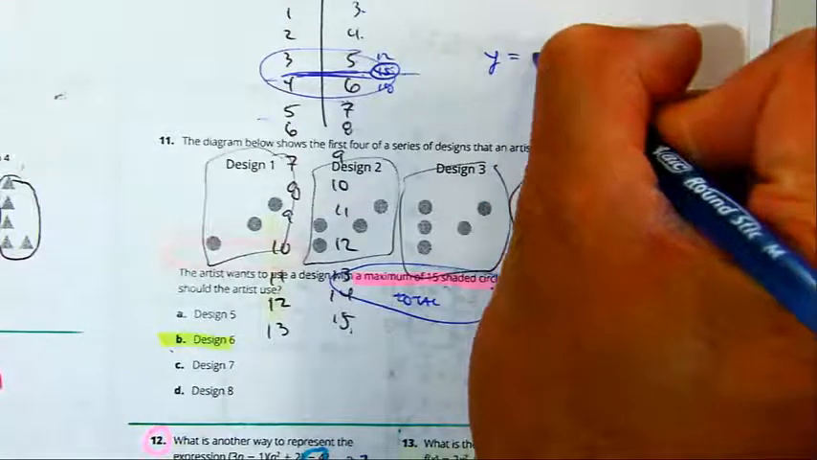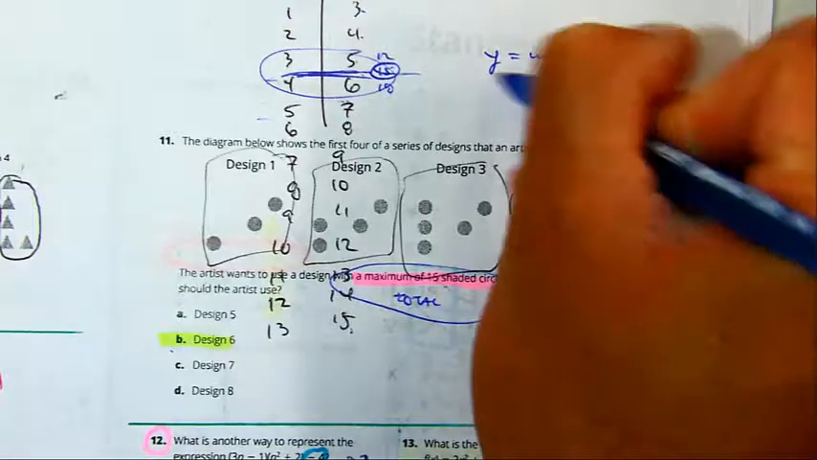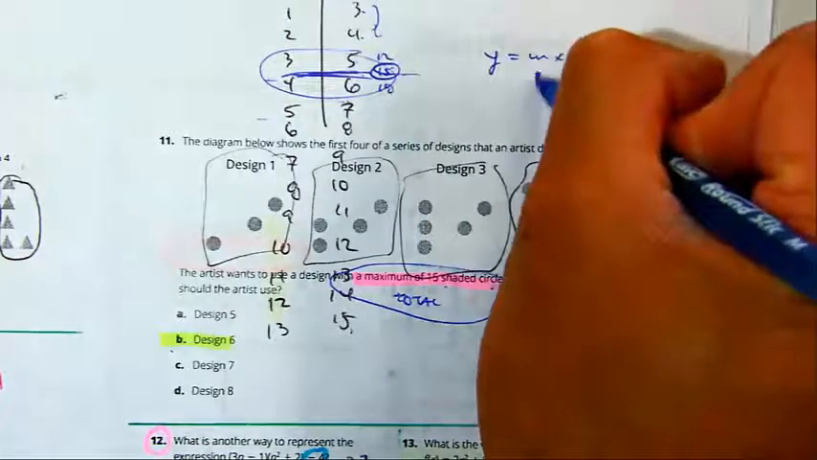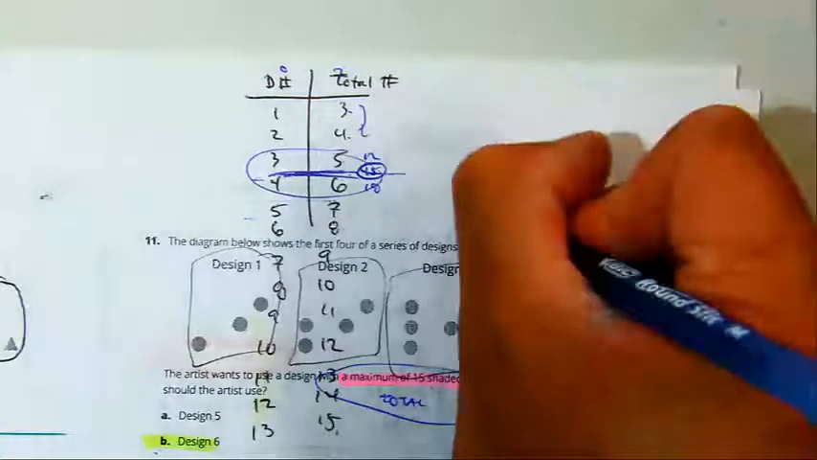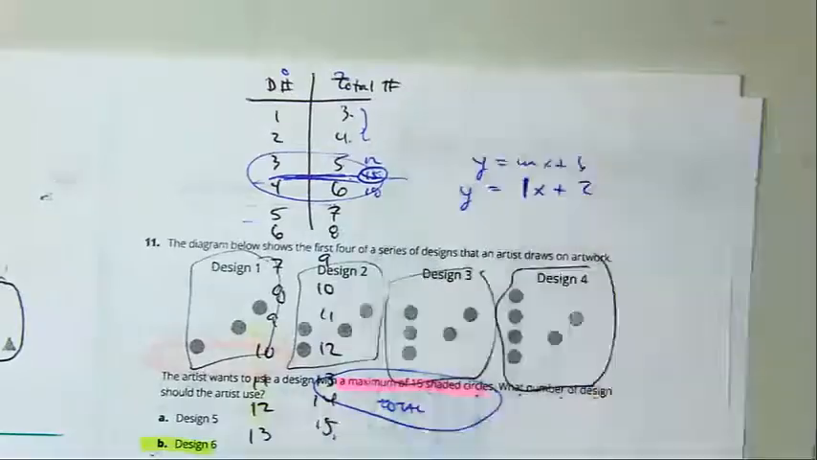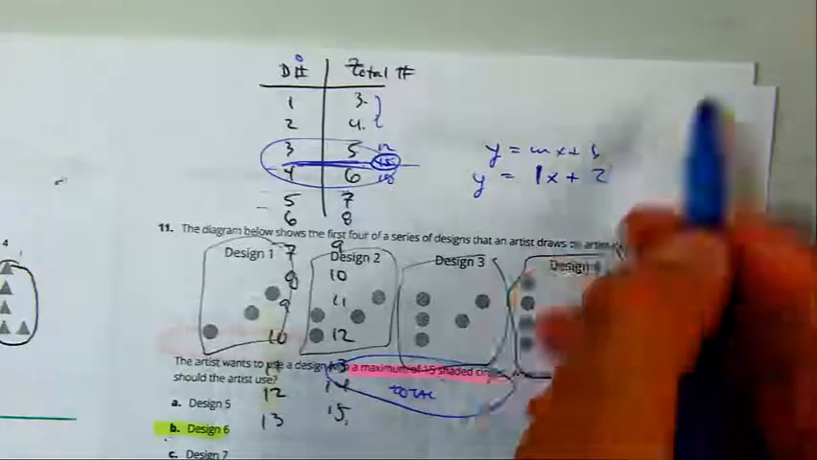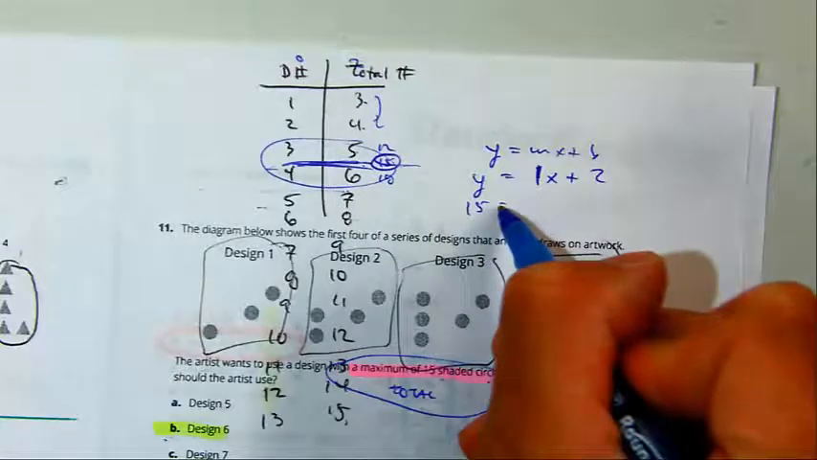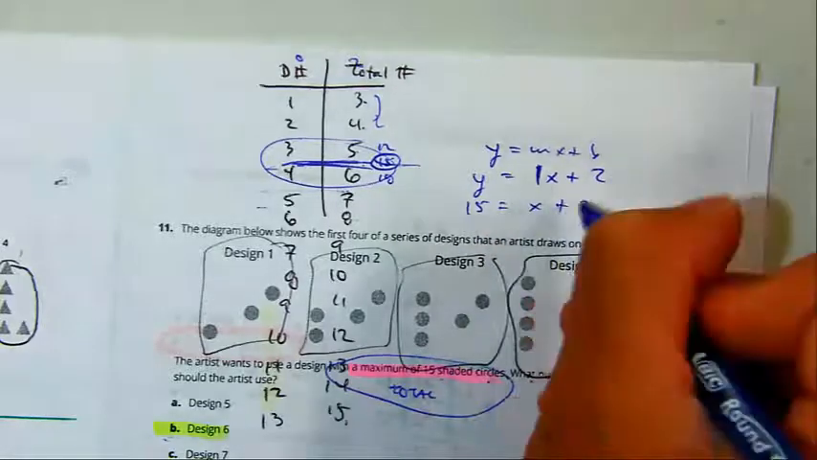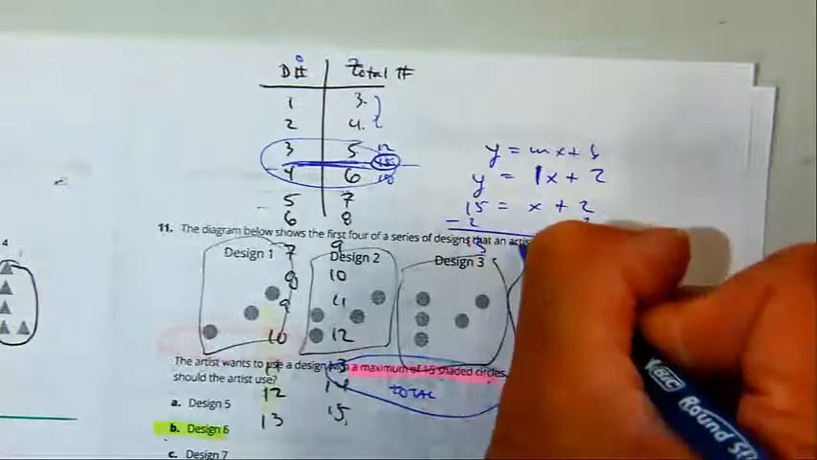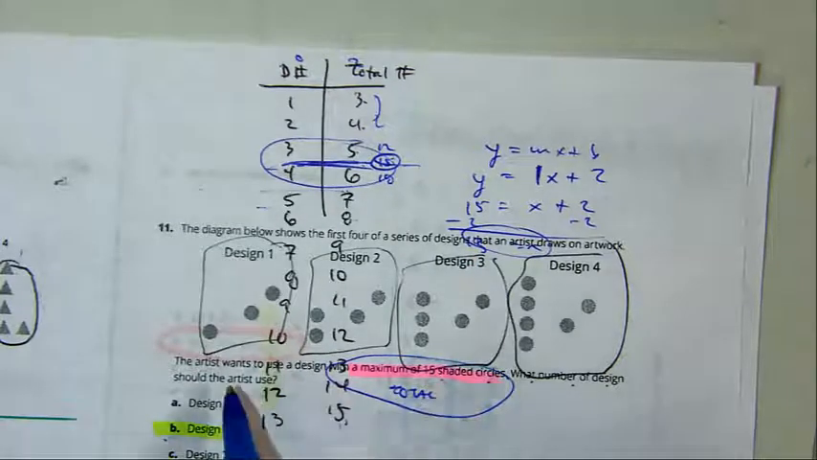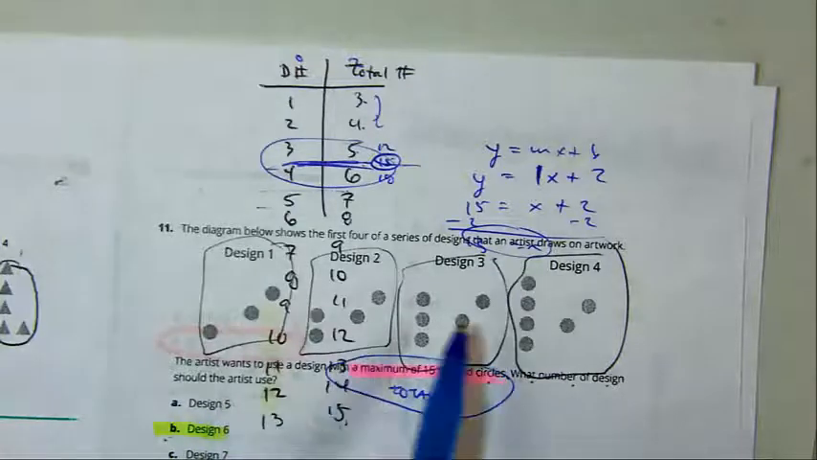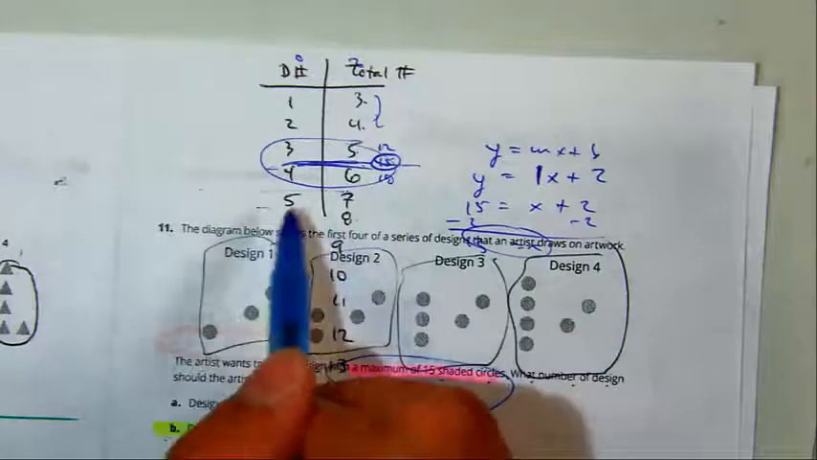So the equation is y equals mx plus b. You're adding 1, and my y-intercept is (0, 2). So here's my equation, and then it says I want a maximum of 15. So if I put 15 here and subtract 2, I should be looking at design 13, like we did. But this one's saying like 2 design numbers. I just didn't think it was a really well-worded question.